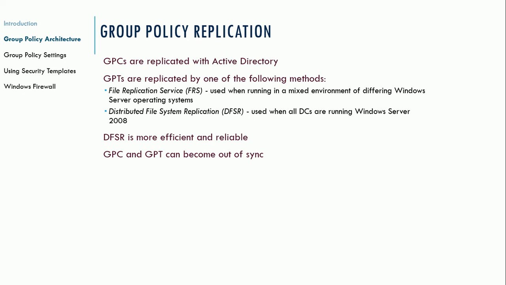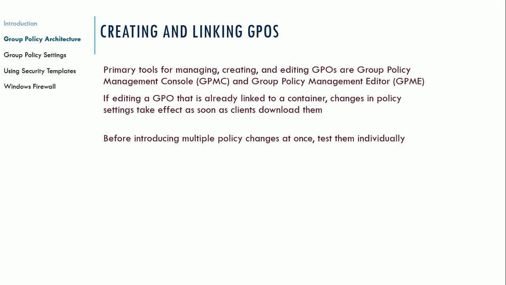So one of the problems with group policies is that as you're making changes to group policy, there are so many little settings in there that have to be tracked that they can become corrupt or out of sync across the network. So there's a tool that you can use. The GPO tool can help you diagnose those problems and synchronize the group policy settings across the network. So once you create a group policy, as I said before, you have to link those policies to Active Directory objects. So the primary tools for creating and editing GPOs are the Group Policy Management Console, or GPMC, and the Group Policy Management Editor, or GPME.